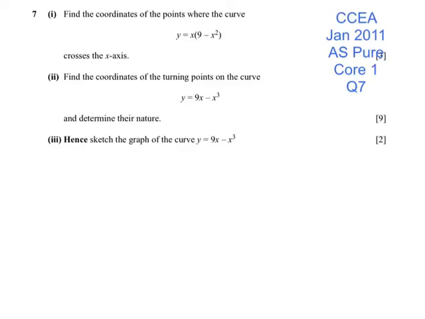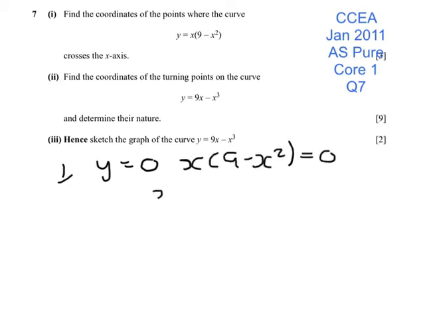January 2011, Core 1, Question 7. Find the coordinates of the point where the curve crosses the x-axis. Well, it crosses the x-axis when y equals 0. So x(9 minus x squared) equals 0. x equals 0, or x squared equals 9. When we take the square root, we need to be careful here to show both the positive and negative solution, so plus or minus 3.